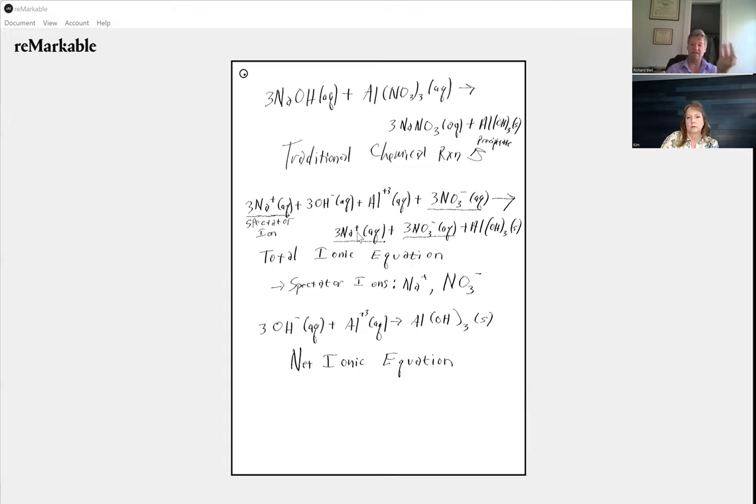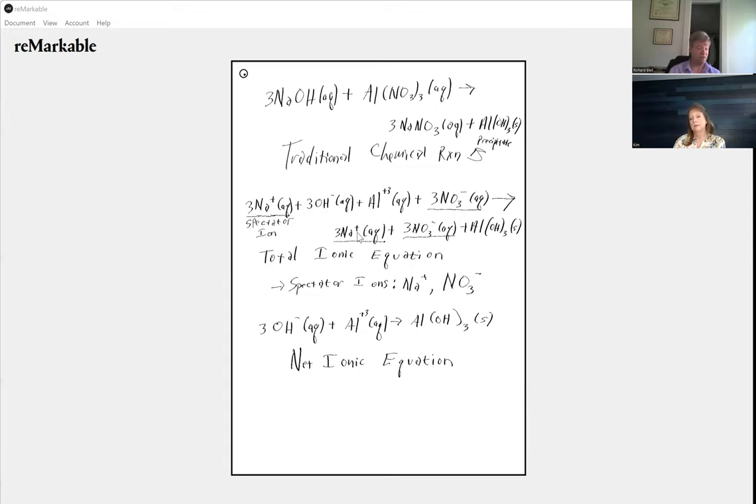Before I mix these, I'm going to have a container of sodium hydroxide and a container of aluminum nitrate. That's the two beakers we have. The sodium is still there. It has to be, because we cannot have a charged beaker of hydroxide ions. We cannot have that imbalance. That hydroxide has to have something there to counterbalance the charge. Happens to be sodium. So even though the sodium does not participate in the reaction, it's still present.